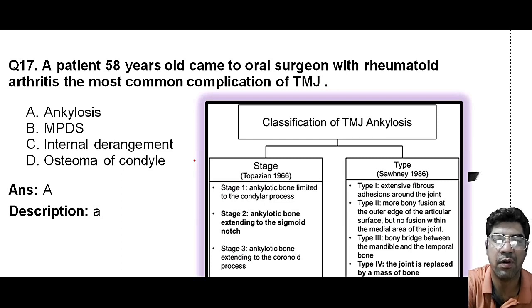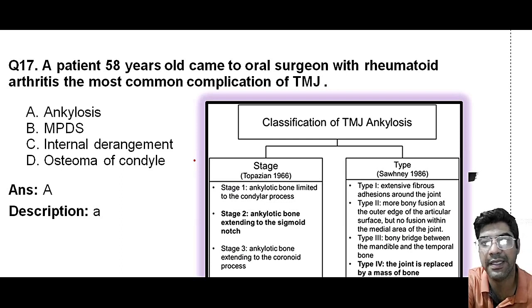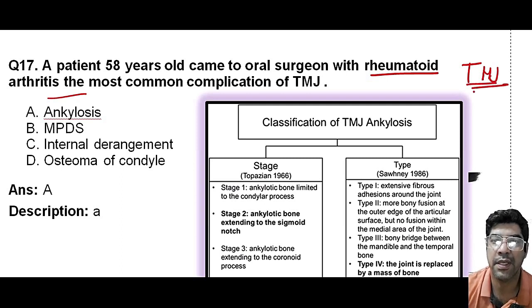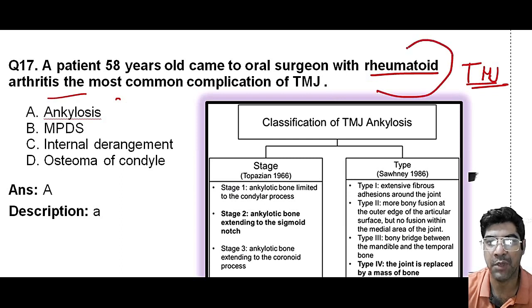A patient 58 years old came to oral surgeon with rheumatoid arthritis. The most common complication of TMJ is ankylosis. Rheumatoid arthritis is an autoimmune disorder that can affect the multiple joints in the body, including the TMJ. So ankylosis refers to the abnormal fusion or immobilization of joint that can occur as a complication of this rheumatoid arthritis. So the most common complication is ankylosis.